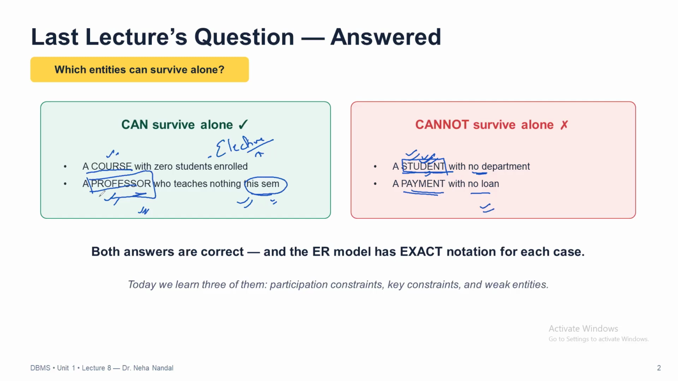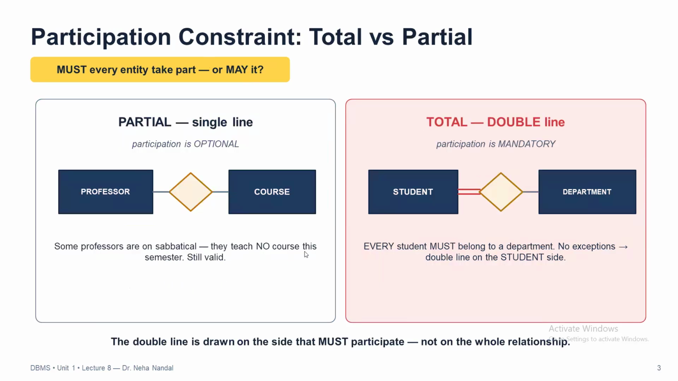The ER model has an exact notation for each of these situations. When we draw these ER models, there are representations for that. Today we are going to discuss three new tools: participation constraints, key constraints, and the star of the show, our weak entities. It is a question very much asked in vivas. Let's go further and explore this part one by one. First we'll discuss participation constraints.